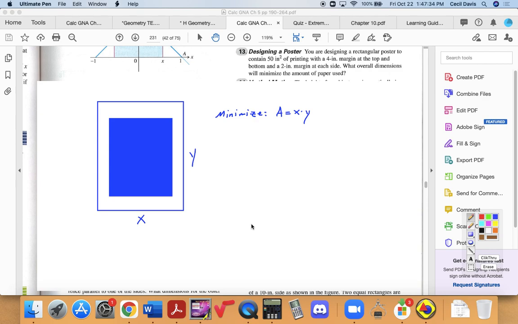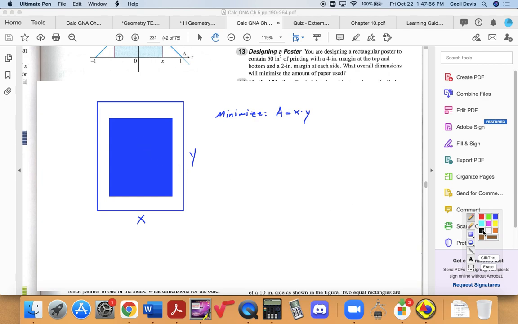Oh no, sorry. I did it for the inside part. Wait, when it says 50, is that talking about the filled-in square? Yes. 50? Oh, that's where I messed up, because I had the entire paper be 50. Oh, no. Not just the print. Yeah. It has 50 square inches of printing. Yes, that's where I messed up. I made the entire thing 50. Gotcha. Let's go ahead and continue this one, though.